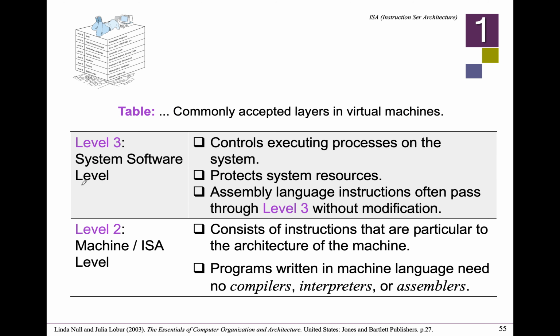Level 3 is the system software level. It is needed to control the execution process on the system and protect system resources. Assembly language instructions often pass through level 3 without modification. Afterwards, there is level 2, the machine or ISA level. This level consists of instructions that are particular to the architecture of the machine. Programs written in machine language need no compiler, interpreter, or assembler.